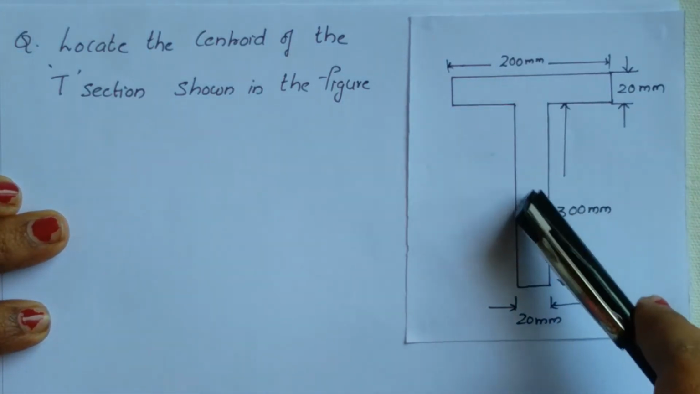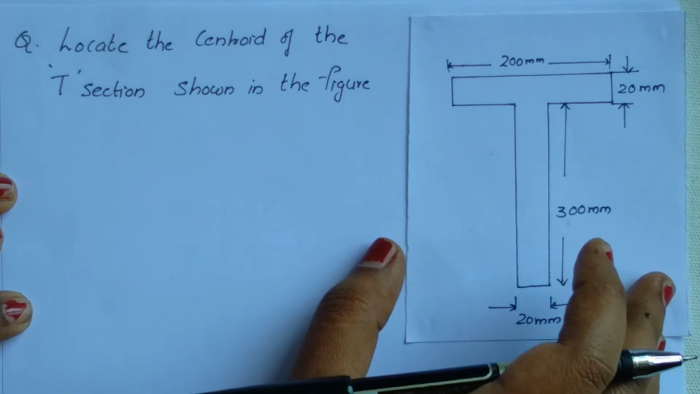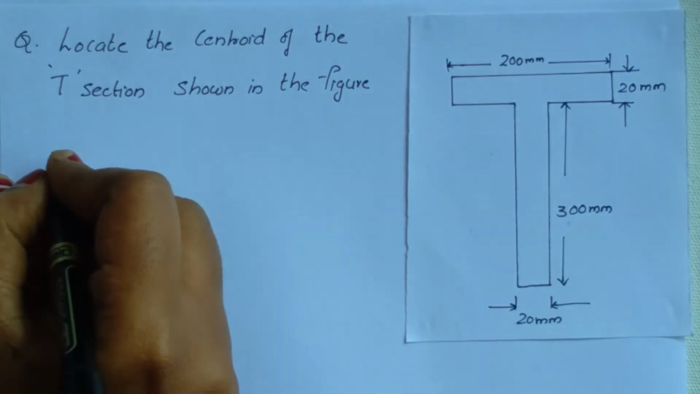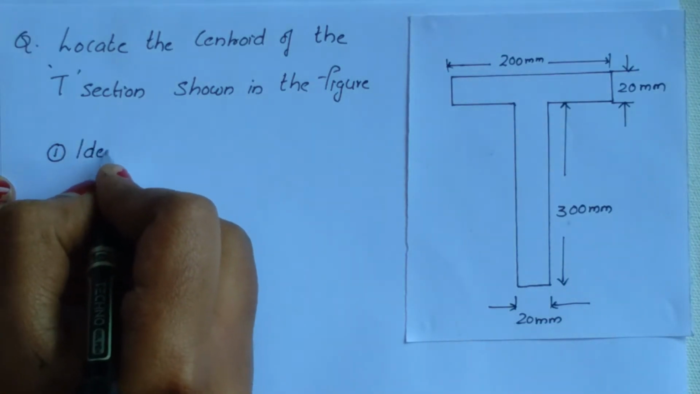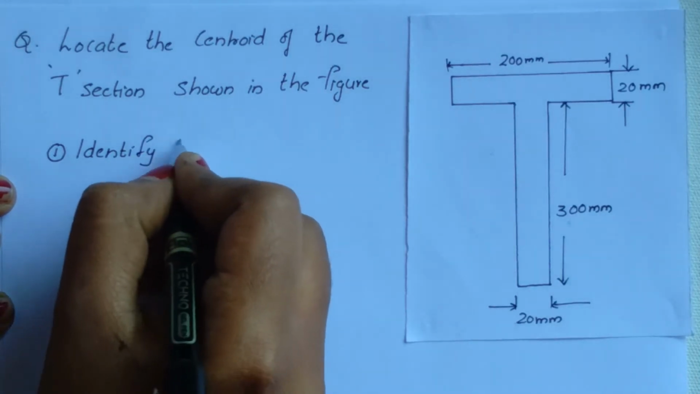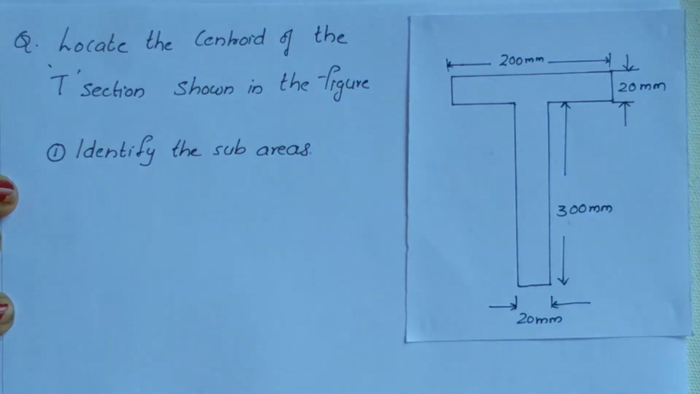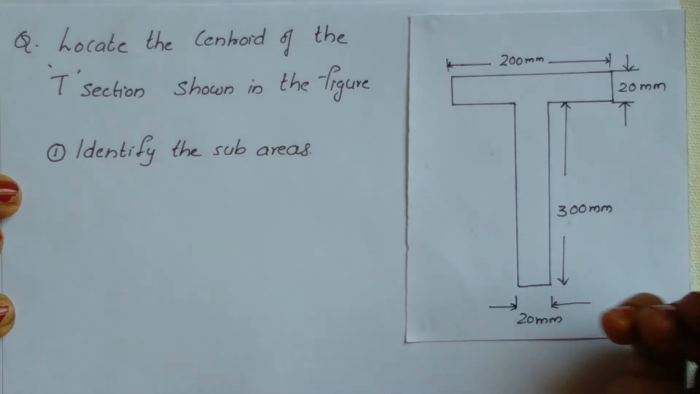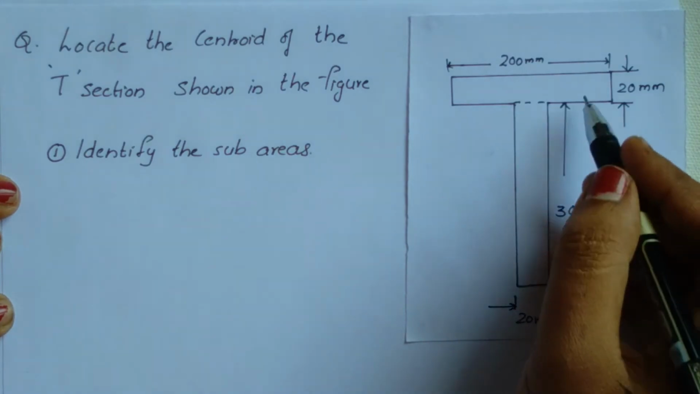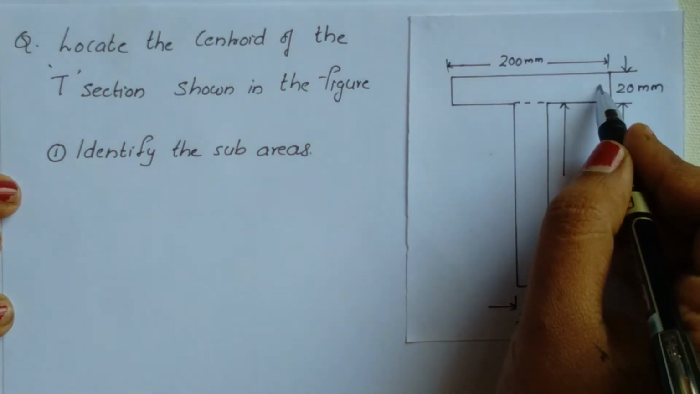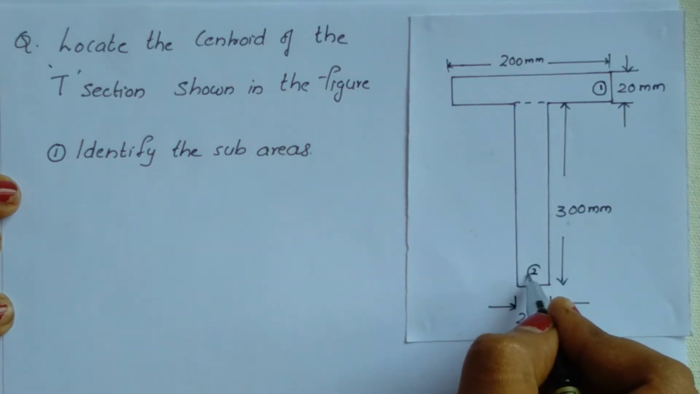So, this is definitely a composite section. Why? Because we can divide it into sub areas. When we get a composite section, the very first step to find the centroid is to identify the sub areas. Here we can find two sub areas, isn't it? We can easily divide this T section into two rectangular shapes. Let us name them as 1 and 2.